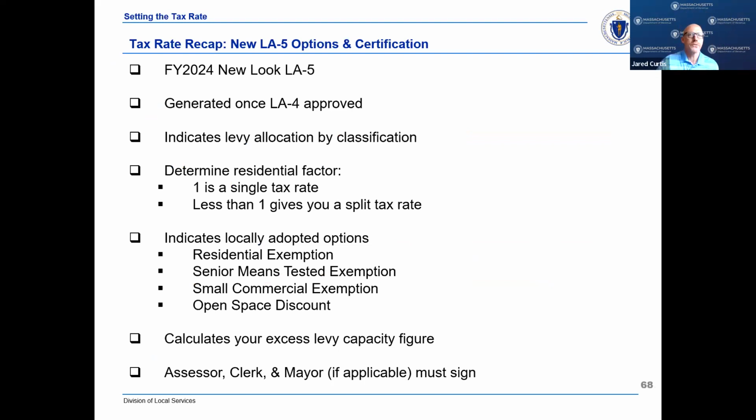Thank you, Andrew. Andrew just finished up with page 1 of the tax rate recap. Now I'm going to discuss the LA5. The LA5 options and certification form is generated once the LA4 is approved by the Bureau of Local Assessment. The LA5 indicates the levy percentage allocated by class for residential, open space, commercial, industrial, and personal property. Next.